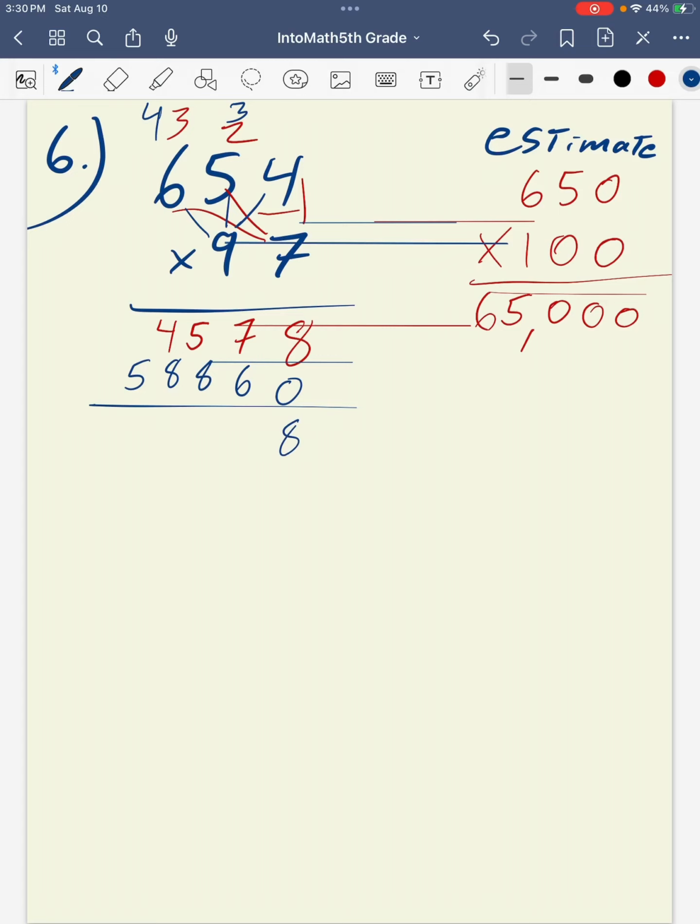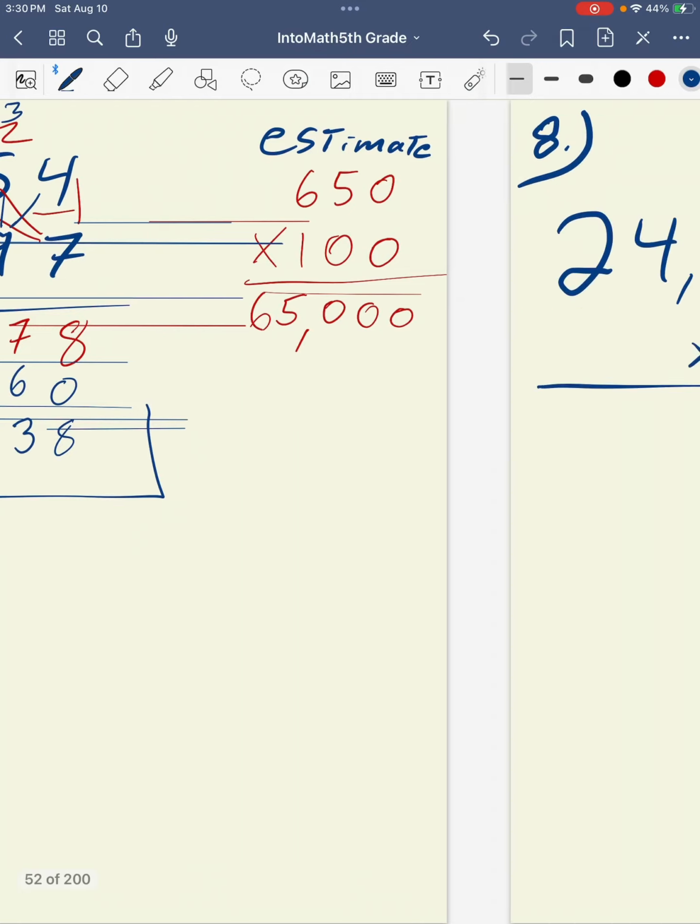I add up my partial products to get 8. 13, carry the 1. This equals 14. If I add those all up together, carry my 1. 12 plus 1 for 13, carry my 1. 1 plus 5 is 6, for a total of 63,438. This is reasonable because we estimated that the total product would be 65,000.